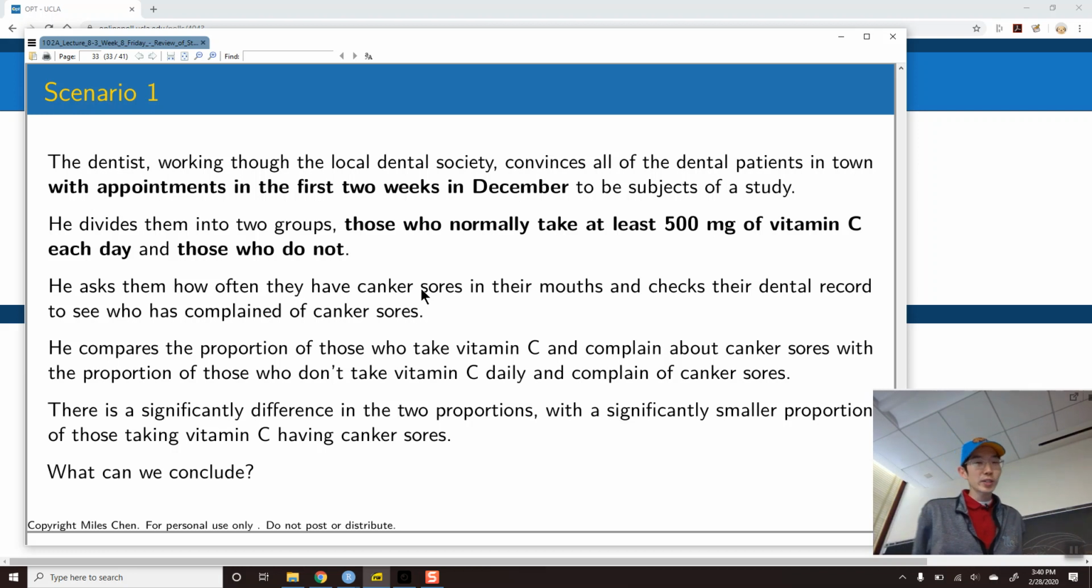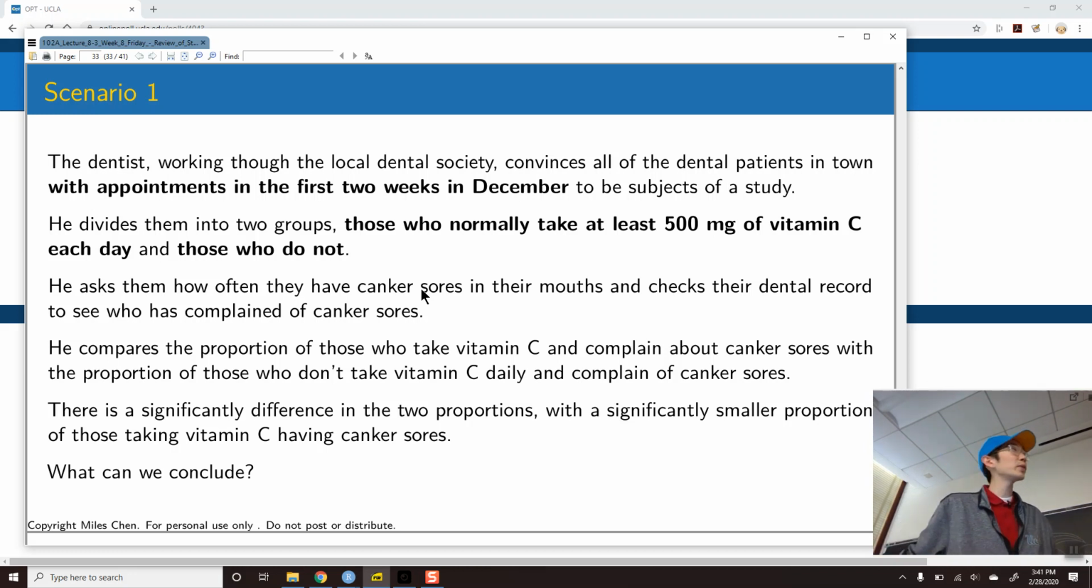First, the dentist convinces all the dental patients in town with appointments in the first 2 weeks in December to be subjects of a study. Then we divide them into 2 groups, those who take 500 milligrams of vitamin C each day and those who don't. We check their dental records to see if they complain of canker sores. We compare the proportion of those who take vitamin C and have canker sores with the proportion of those who don't take vitamin C and have canker sores. And then maybe we find a significant difference between these 2 proportions, with those taking vitamin C having fewer canker sores.